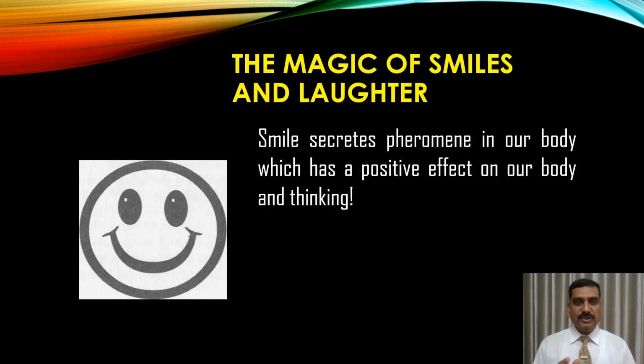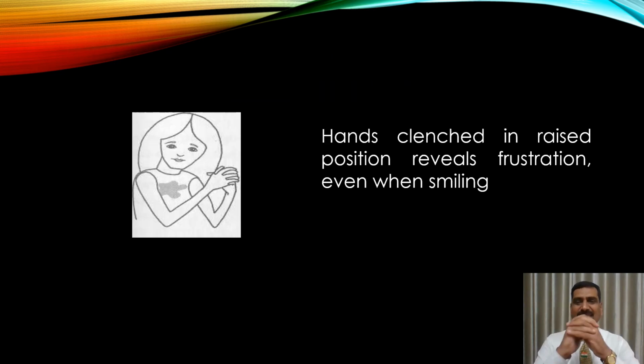A smile shows a positive feeling. When we smile, even if it is a fake smile, it secretes a positive hormone in our blood, which creates a good impact on our body. If students smile, it may mean that they are comfortable in your class. Hands clenched in a raised position indicate frustration or restlessness even when smiling.